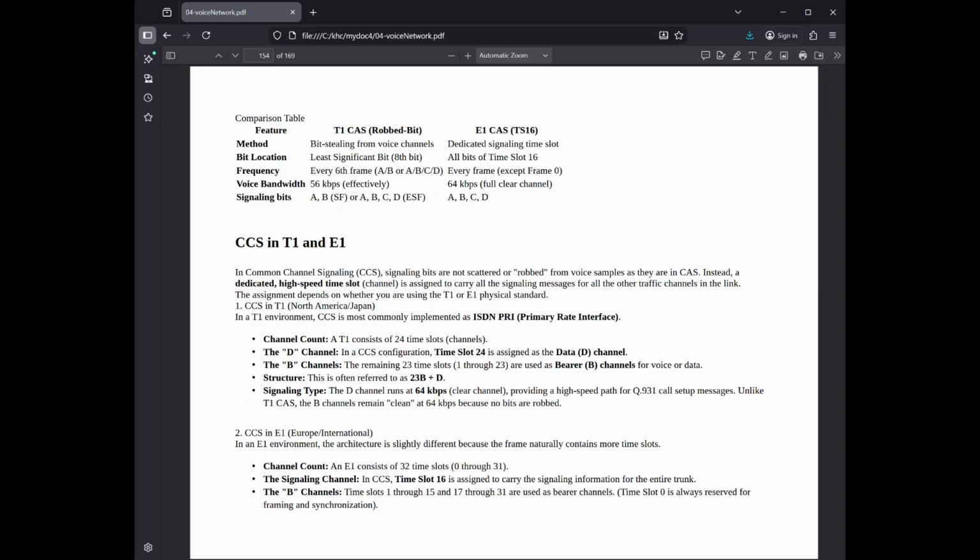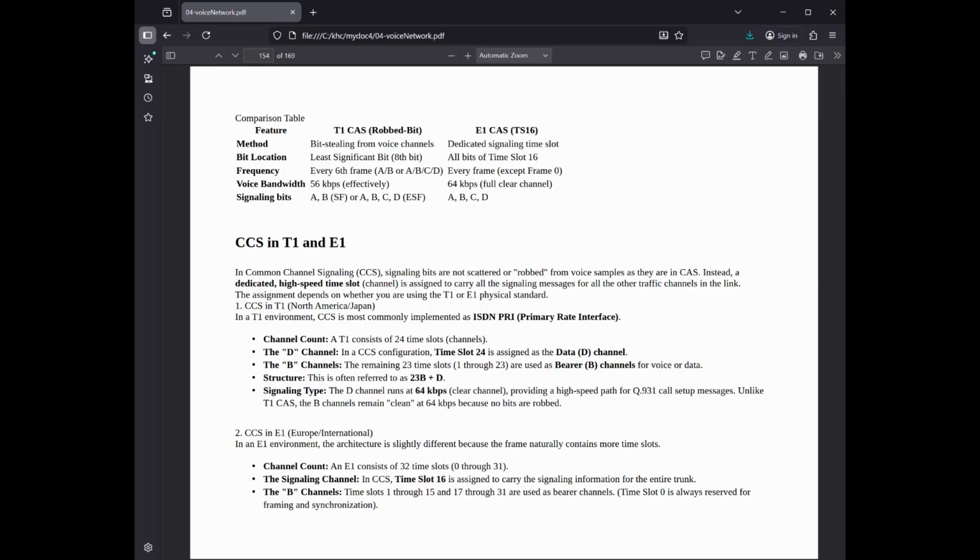CCS in T1 and E1. In common channel signaling, CCS, signaling bits are not scattered or robbed from voice samples as they are in CAS. Instead, a dedicated, high-speed time slot, channel, is assigned to carry all the signaling messages for all the other traffic channels in the link. The assignment depends on whether you are using the T1 or E1 physical standard.